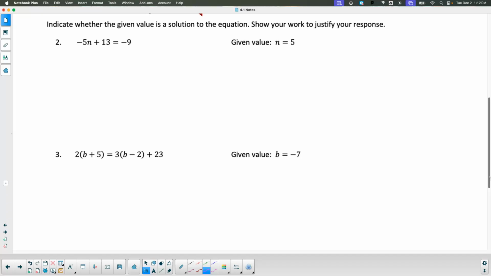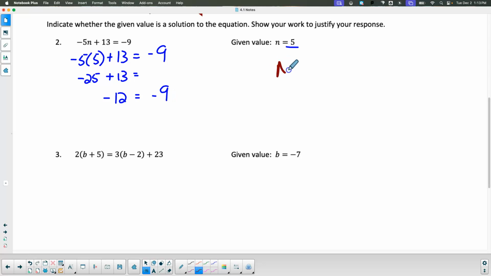Okay. Indicate whether the given value is a solution to the equation. Show your work to justify your response. So the given value is n equals 5. So we're going to plug 5 in for n. So that would be negative 5 times 5 plus 13 has to equal negative 9. Negative 5 times 5 is negative 25. Negative 25 plus 13 is negative 12. Is negative 12 equal to negative 9? No. So then n is not a solution.